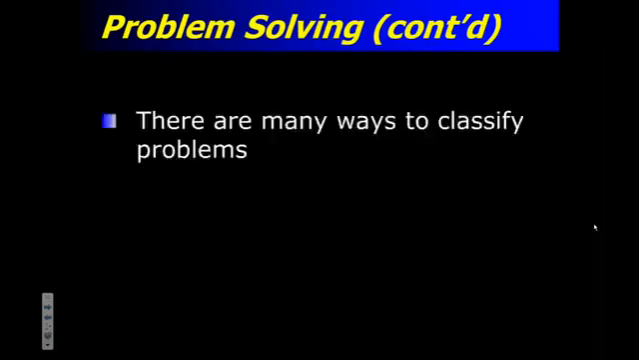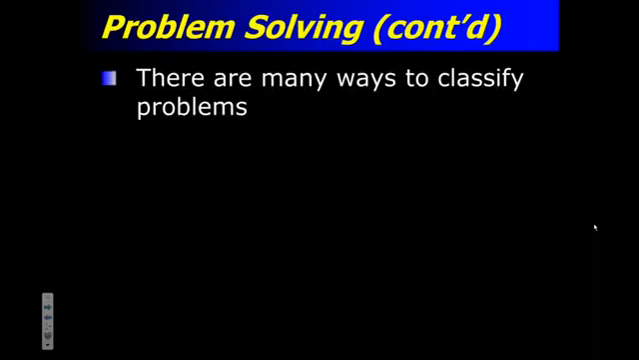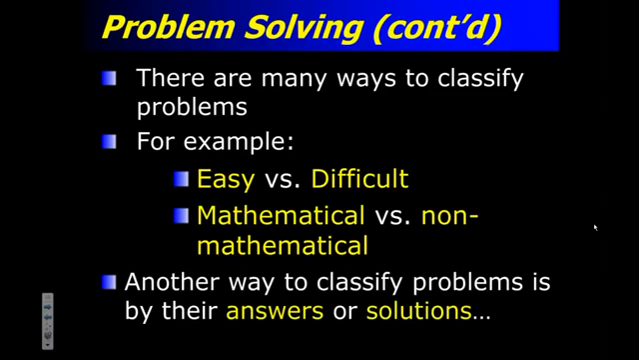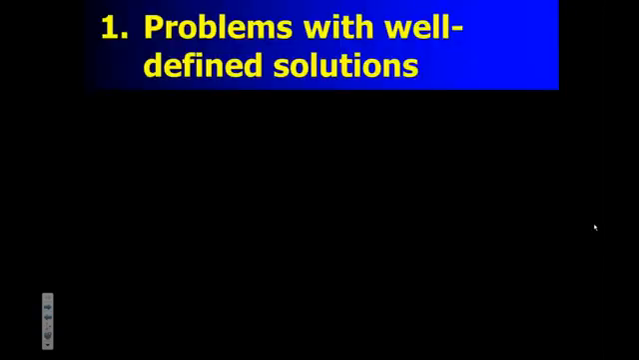But before we do, let's take a look at problems themselves, and one way we could classify problems. For example, we could say, this is a hard problem. This is an easy problem. This is a problem that I might need math to solve, and this is one that I don't need math to solve. There are lots of ways you could classify problems. But one way you could classify them is according to their solutions. So I'm going to present 4 ways to do that. Okay? Classify the problems based on solutions.